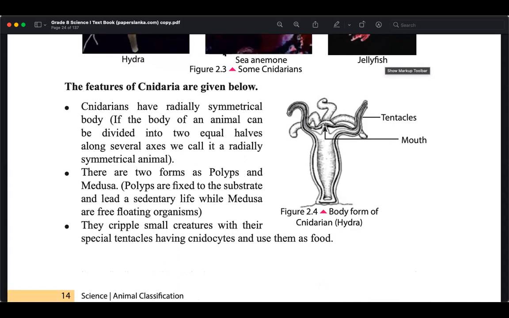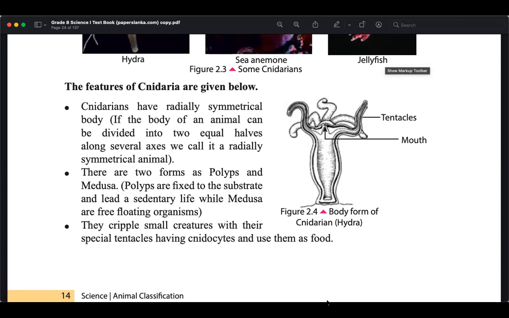Symmetrical means that if you cut this horizontally or vertically, you can see similar shapes. So we call that symmetrical. Let's take a cylinder. A cylinder is a symmetrical shape. If you cut it horizontally or vertically, similar parts will be there. So that is called symmetrical. Cnidarians also have this symmetrical body shape.